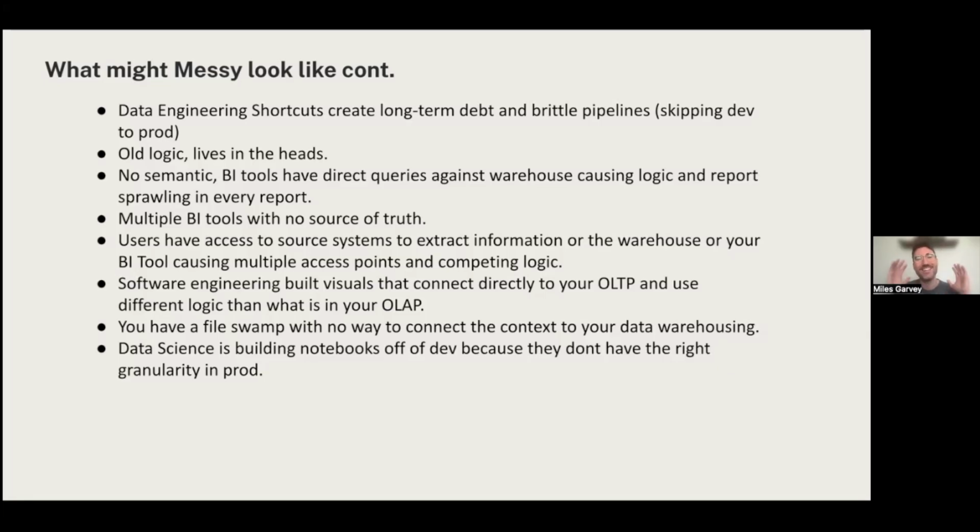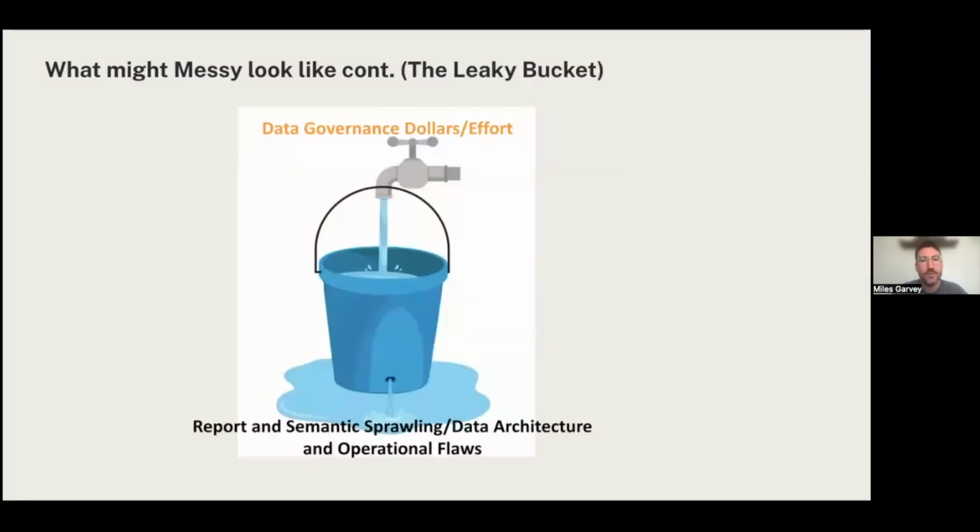Anyways, I could go on. The list goes on longer than this, surprisingly. But this just gives you a sample of what I mean by messy data. So how do we fix that?